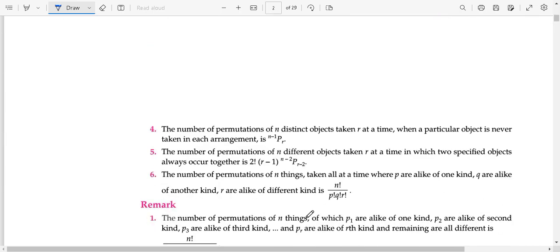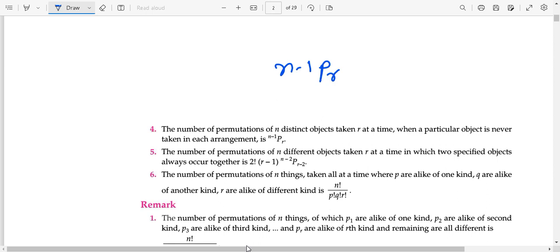Now next, you see the number of permutations of n distinct objects taken r at a time, when a particular object is never taken in each arrangement, is (n − 1)P r. The number of permutations of n different objects taken r at a time in which two specified objects always occur together is 2! × (r − 1) × (n − 2)P(r − 2).